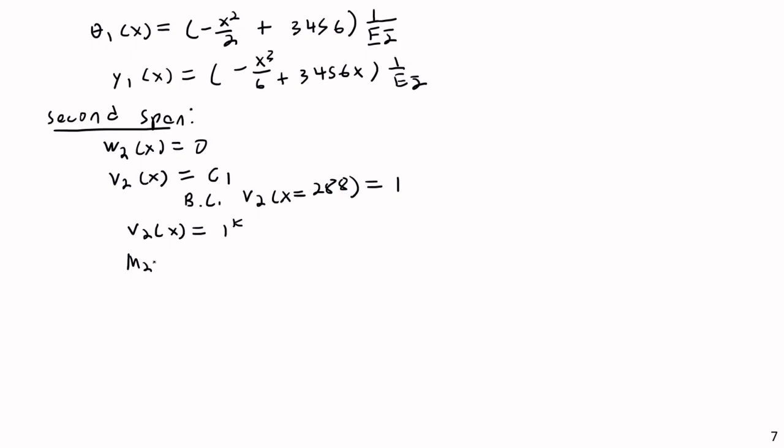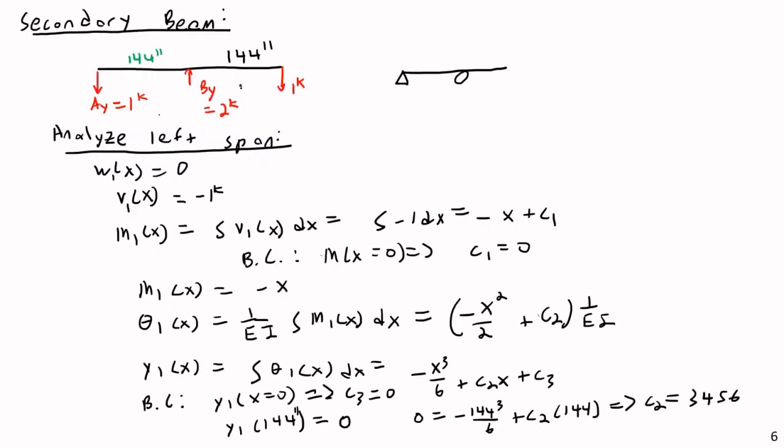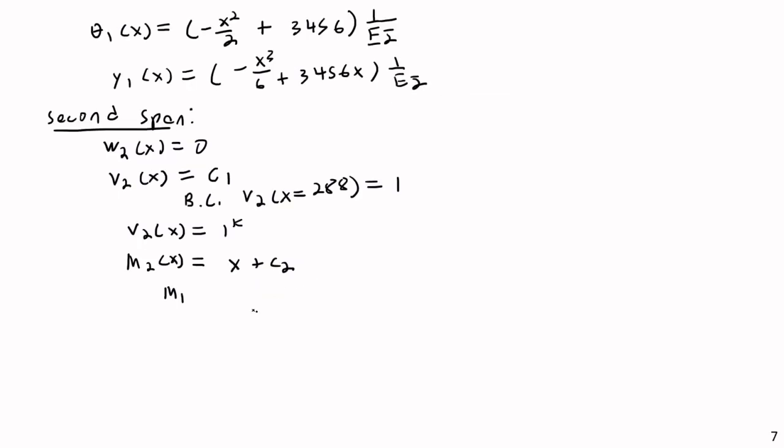Then M2 as a function of x. That's going to be the integral of this, which will just be positive x plus a C2. And I can use a boundary condition. Because there is a pin here, the pin is not going to cause any change in the moment. Only a fixed support could do that, or a moment release could do that. So any moment that is present on the left-hand side of this is going to continue right on through it. So this is not going to cause any discontinuity in the load function. So I can say that M1 at x equals 144 is equal to M2 at x equals 144. And this serves as my boundary condition for moment.